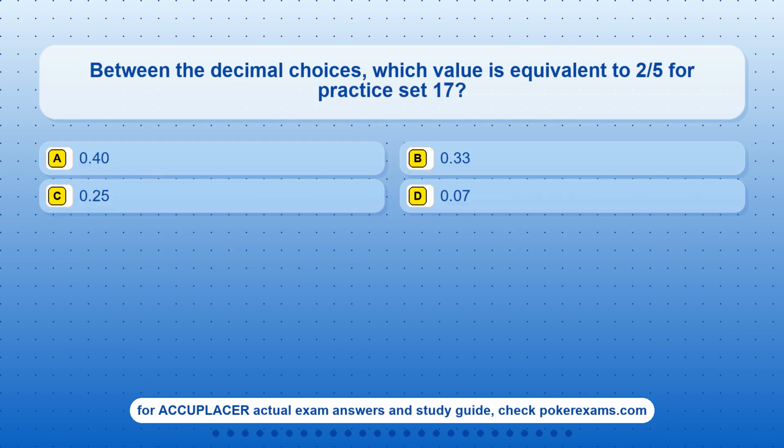Question 21. Between the decimal choices, which value is equivalent to 2/5 for practice set 17? Option A, 0.40. Option B, 0.33. Option C, 0.25. Option D, 0.07.